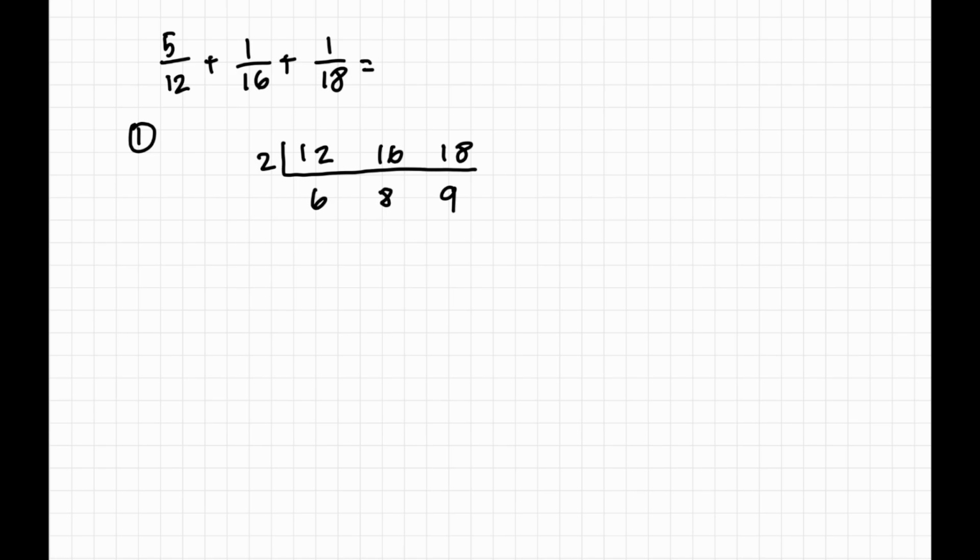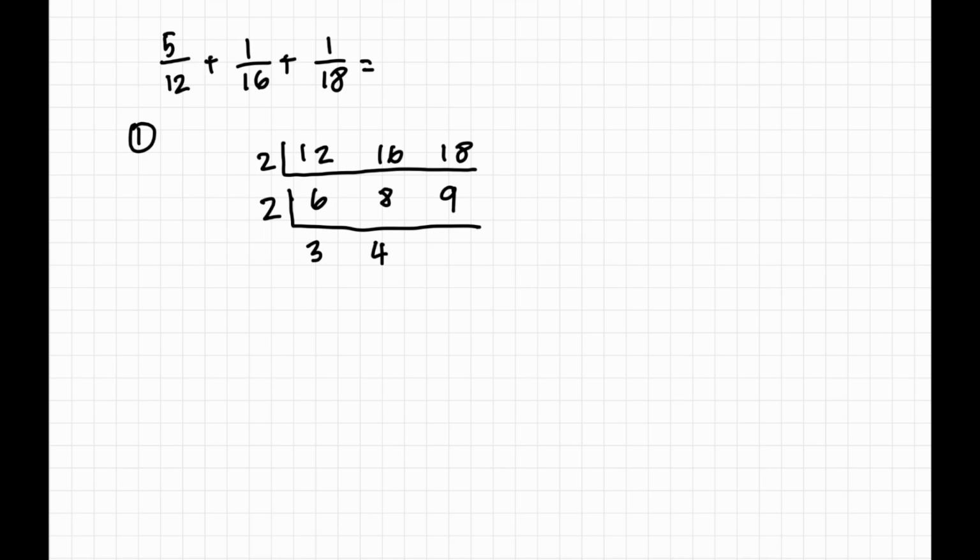So we can still divide this, right? 6 and 8 have common factors left, and 6 and 9 have common factors left. So choose one. 6 and 8. What do they have in common? They have a common factor of 2. We could still divide them by 2. So we would do this. What's 6 divided by 2? 3. What's 8 divided by 2? 4.